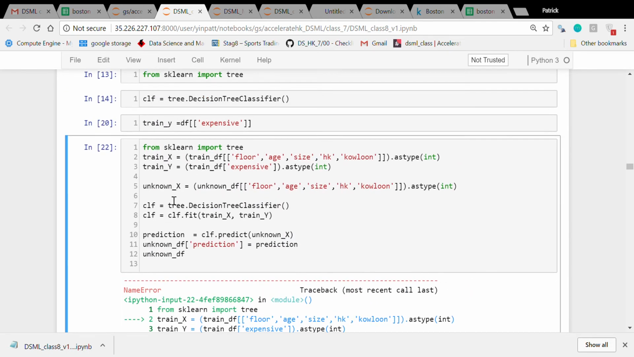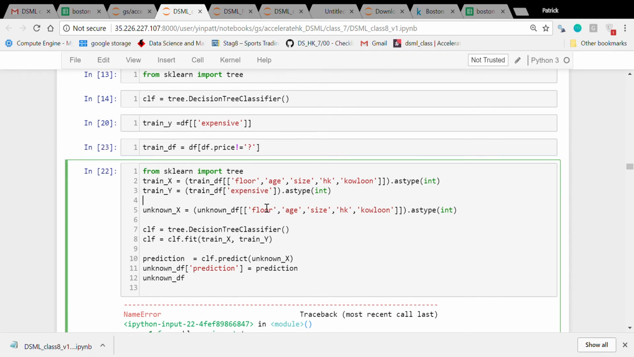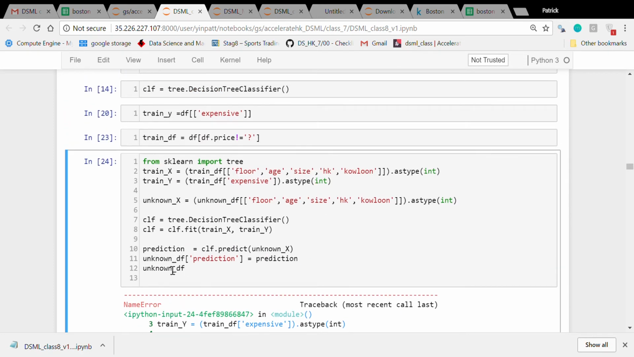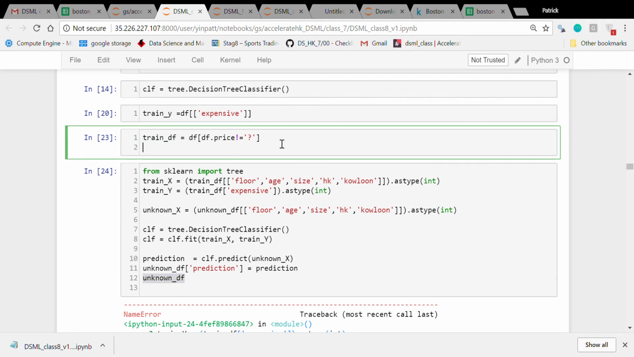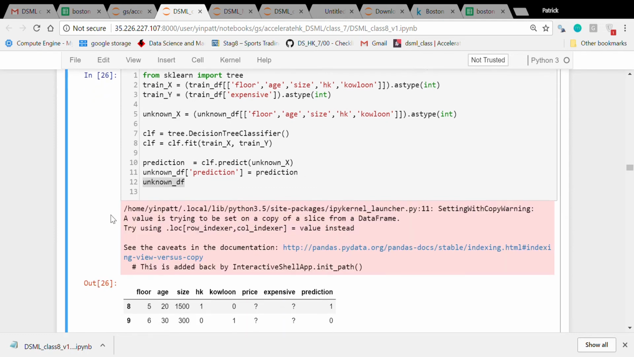Train df is not defined. Okay. Train df equals df dot price not equals to question mark. Okay, unknown df is df dot price equals question mark. Okay, this should work. Alright, it works.